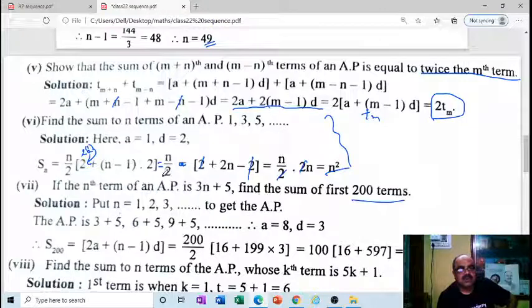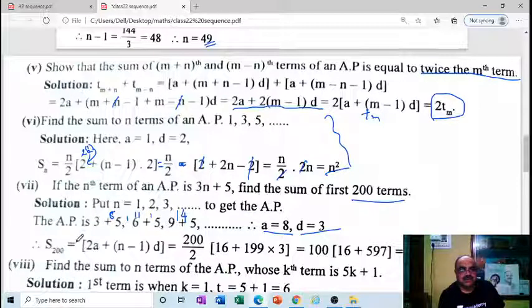Now the series is what? When I put 1 here, 3 into 1, 3 plus 5, it is 8. A is 8. If I put 2, 3 twos are 6, 6 plus 5, 11. 8, 11. Next, 3 into 3, 9, 9 plus 5, 14. That is the third. For me, only 2 terms are enough. A is 8 and D is 11 minus 8, which is 3. Two things are known to me. Now, first 200 terms I need to calculate.